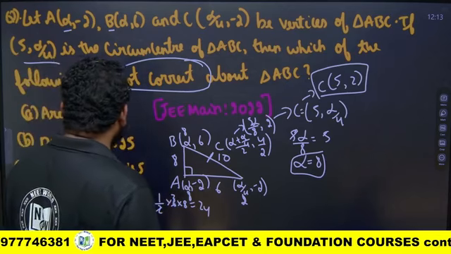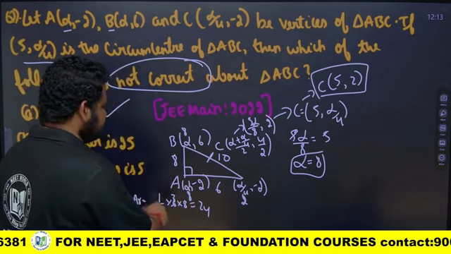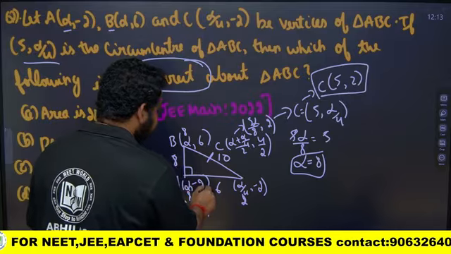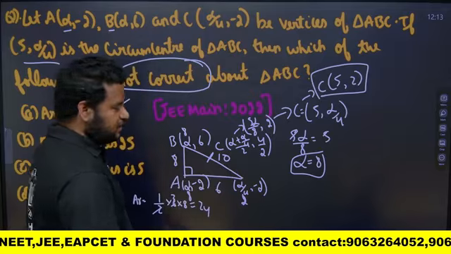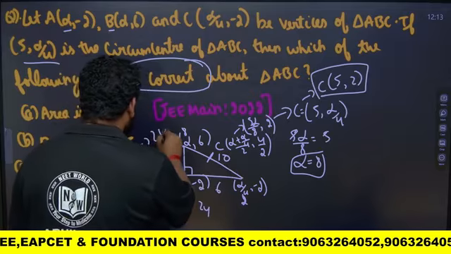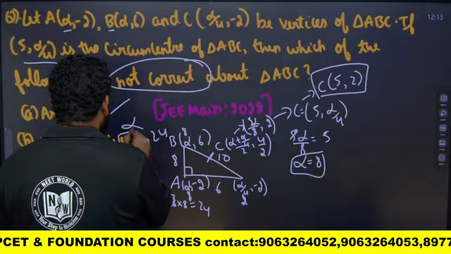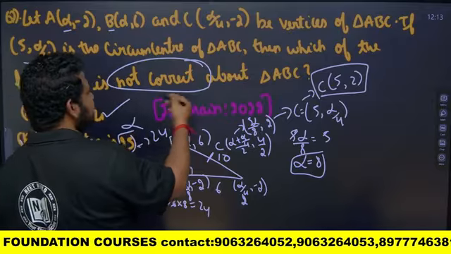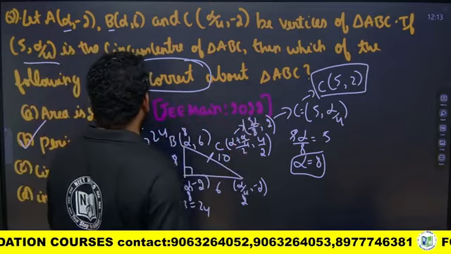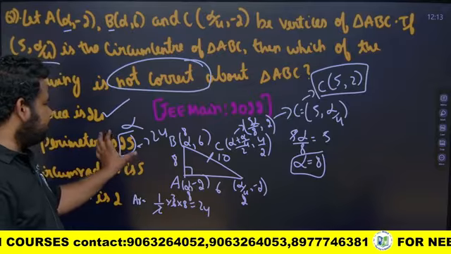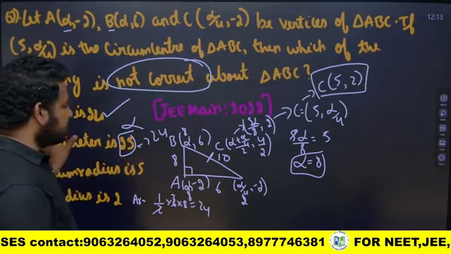When we talk about the perimeter, perimeter means the sum of the lengths of all the sides. 8 plus 6 is 14, 14 plus 10 is 24. The perimeter is coming out to be 24, but here it is given as 25. This is the wrong statement, so which is the correct option for us? They are asking for the statement which is not correct. The perimeter is 24, but they have given it as 25. So this is the correct option for us.